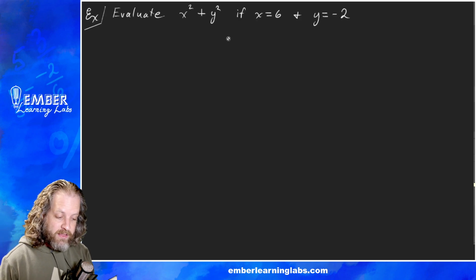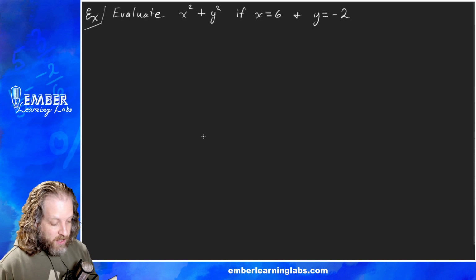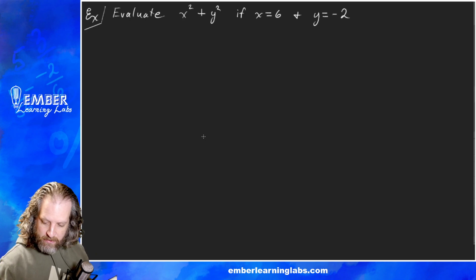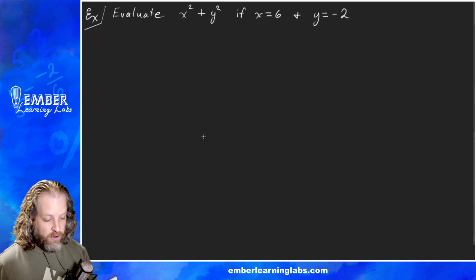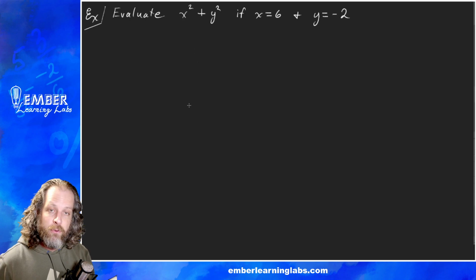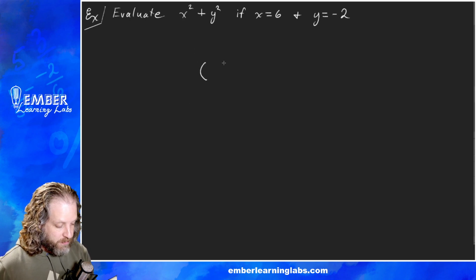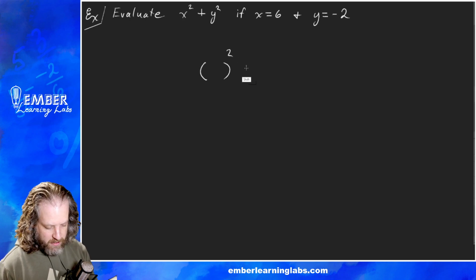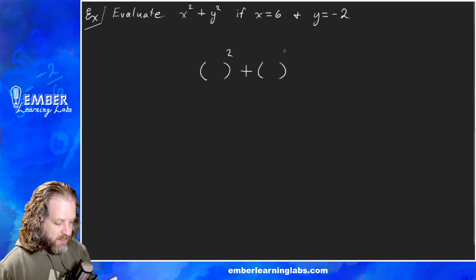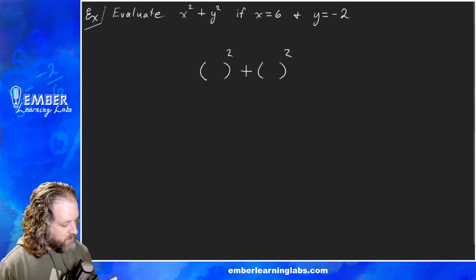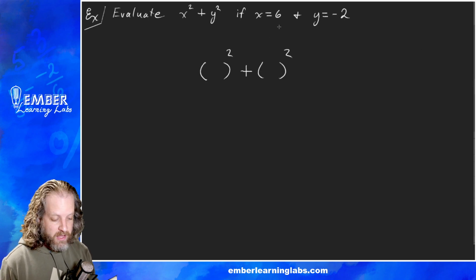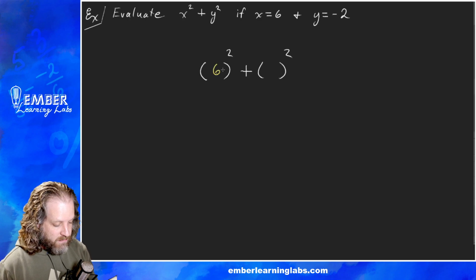Let's do one more thing. We're going to evaluate this if x equals 6 and y equals -2. This is just like any other substitution problem that we've done in the past. We're going to rewrite our expression with parentheses wherever the letters are: parentheses squared, plus parentheses squared. Now we're going to substitute in the values. This one was x, so we put the value of x, which is 6. This one was y, so we put the value of y, which is -2.